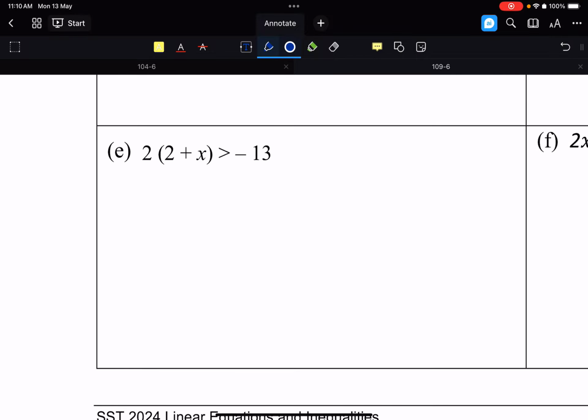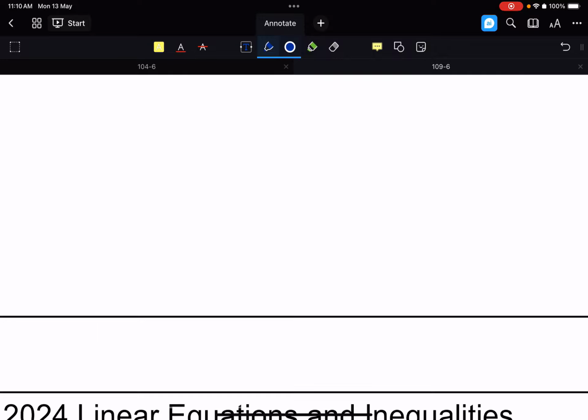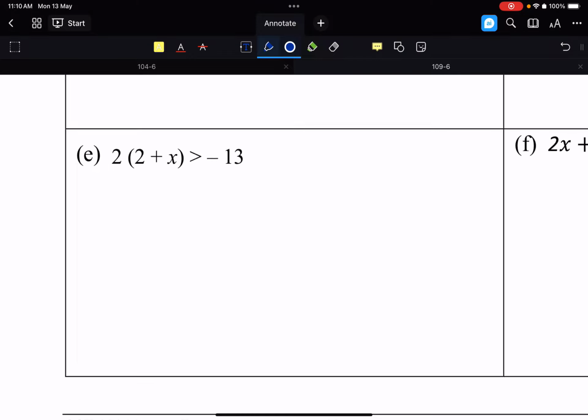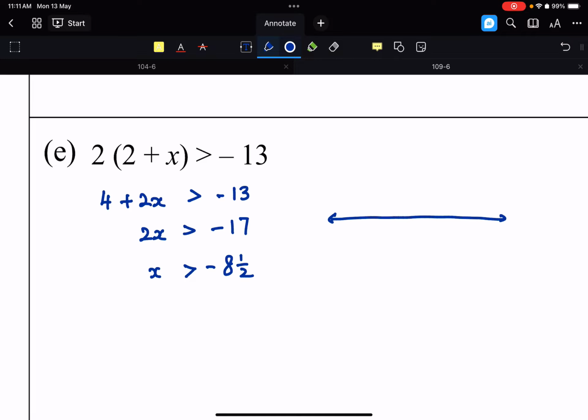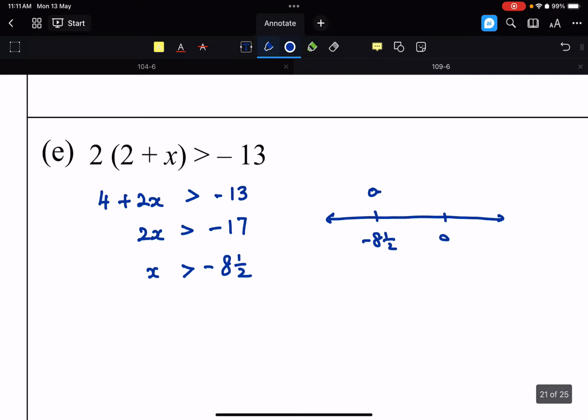Okay, there are a few ways we can do this. We can, of course, divide by 2 throughout, or we can just expand, right? It works either way. Sorry, let's try this again. So we have 4 plus 2x is greater than negative 13. That means 2x is greater than negative 17. X is greater than negative 8.5. Okay. So my number line, negative 8.5, 0 is somewhere here, strictly in this direction.